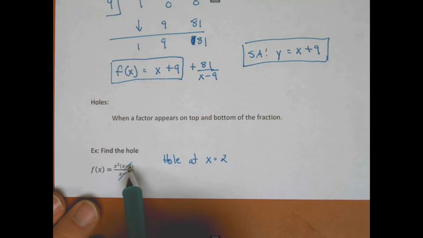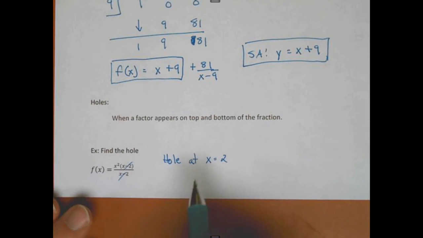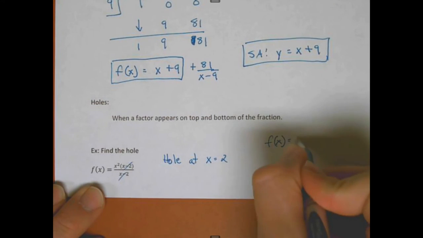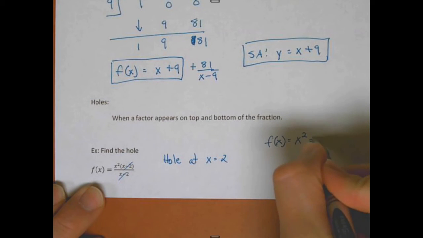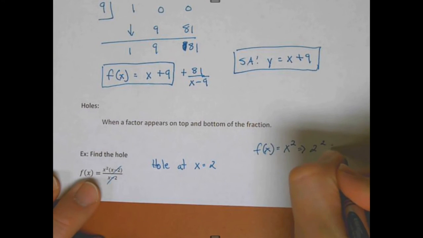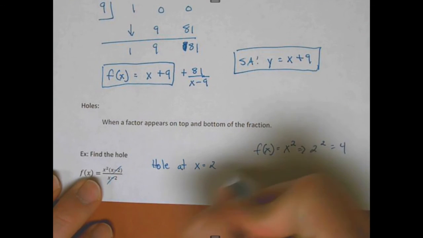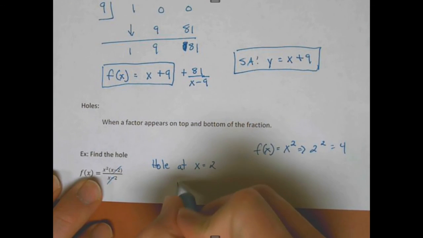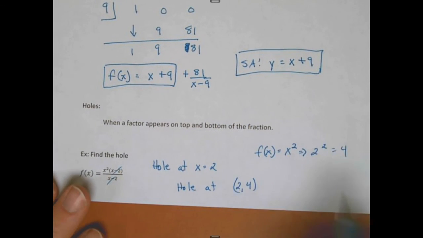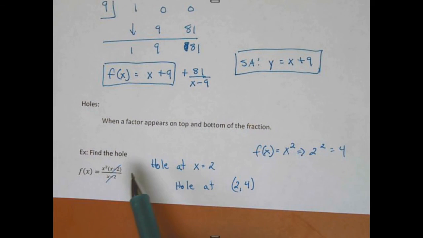Because what it really is, it's kind of a limit, but we'll do this kind of quick version of it. If you plug 2 in here, it's going to give you 0 over 0, and it's really undefined. But if I plug 2 in just to x squared, if I say f of x is equal to x squared, then you get, I should have written that differently, I'm sorry, but we'll just say that's 4. So this point, hole at x equals 2, or you could say a hole at (2, 4).